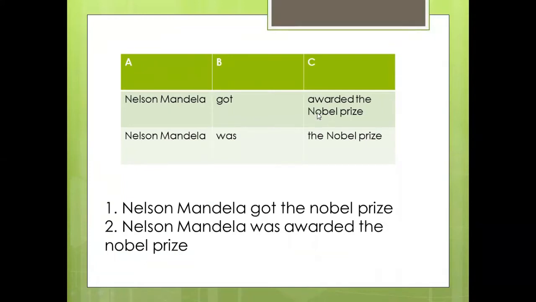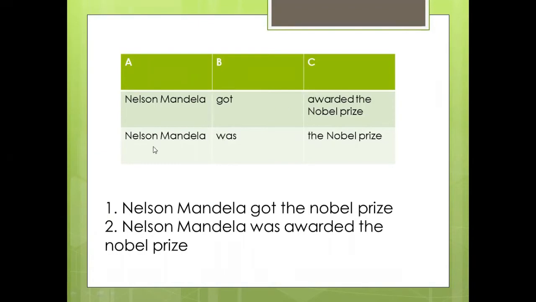So we'll see an example for this. See, in column A, there is a subject, Nelson Mandela. In column B, there are verbs. In column C, there are object or extension. So Nelson Mandela, if you connect it with the verb got, then you have to connect the Nobel Prize of column C. Nelson Mandela got the Nobel Prize, as it is written in simple past form.